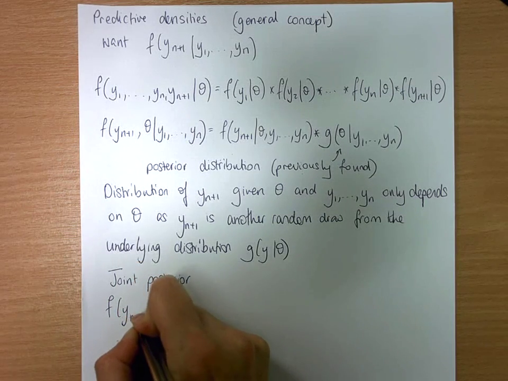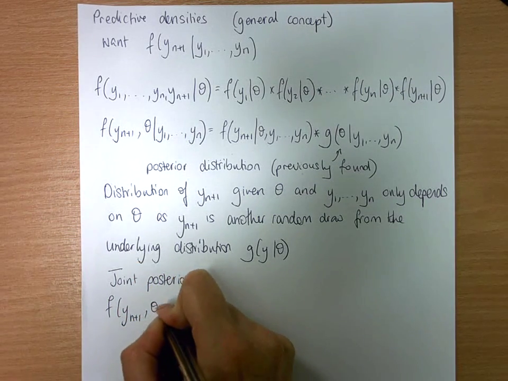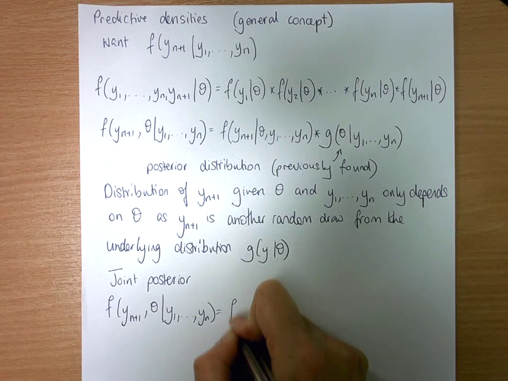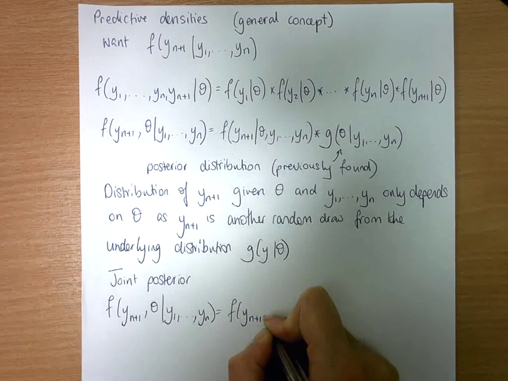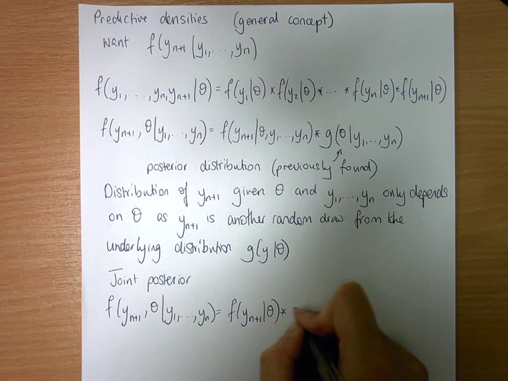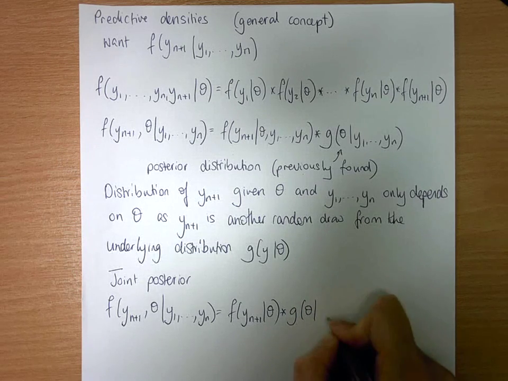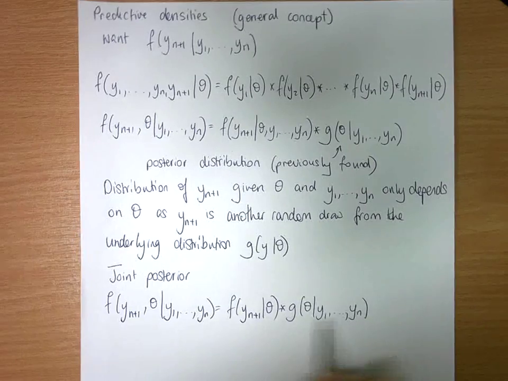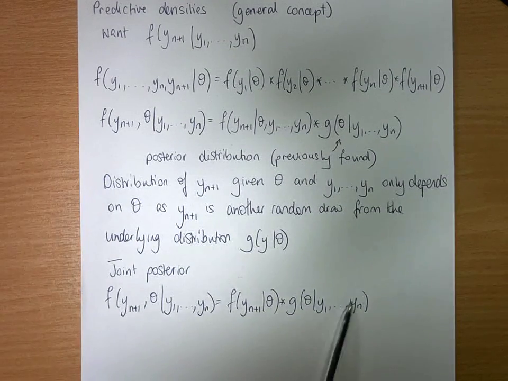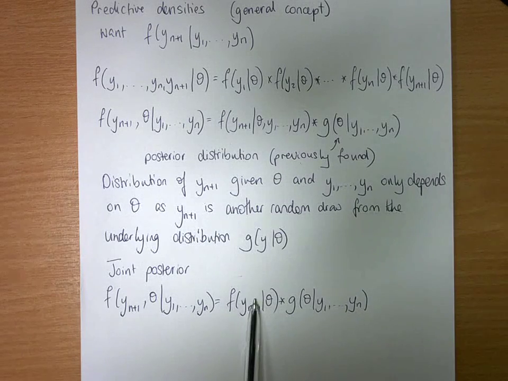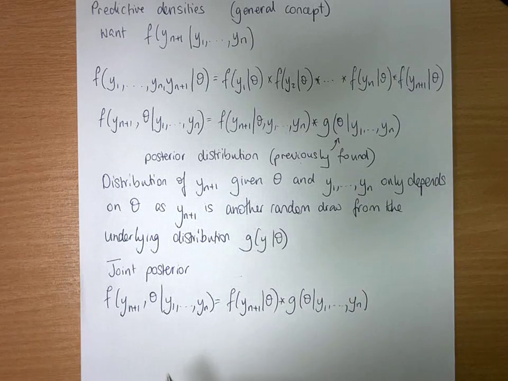So our joint posterior in this case, f of y_{n+1} and our parameter theta given our data, is f of y_{n+1} given our parameter times g of theta given our observed data. This is quite important. So we look at the distribution of our parameter and then we look at how the new observation relates to that parameter.